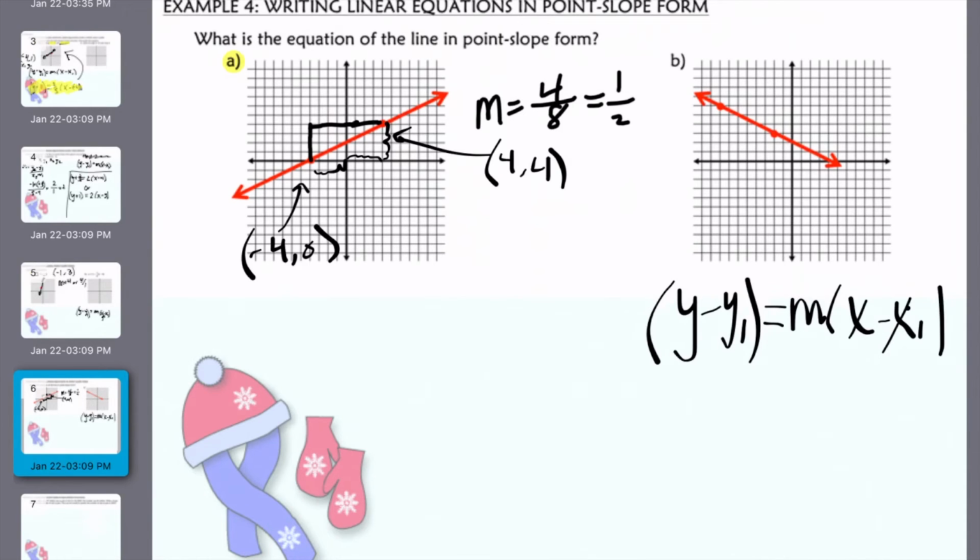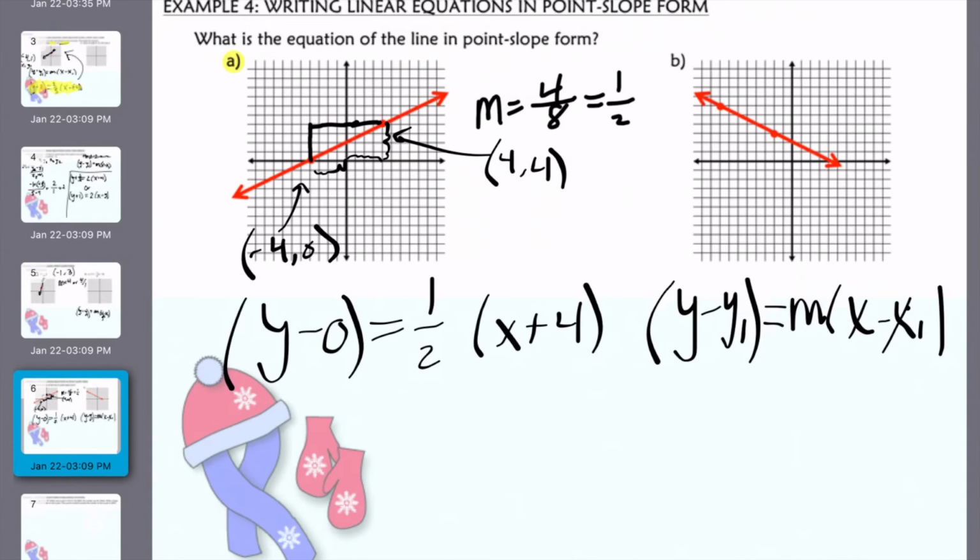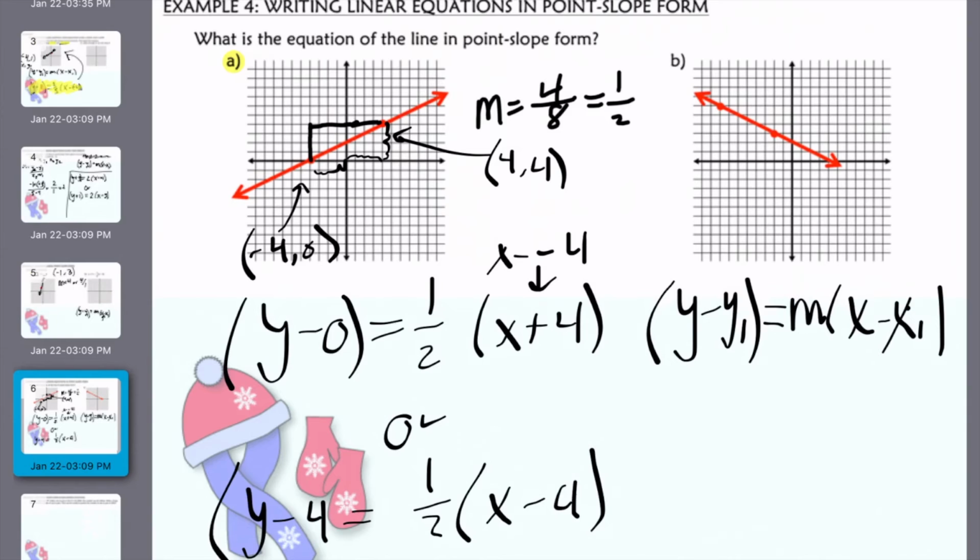So again, there's two possible answers for me here. I could do y minus 0 equals 1/2 times x plus 4, because it's originally minus negative 4. I'll even write that up top. X minus negative 4 turns into that. Or I could make it y minus 4 equals 1/2 times x minus 4. Both of those are perfectly acceptable solutions, ways that I can write my equation.